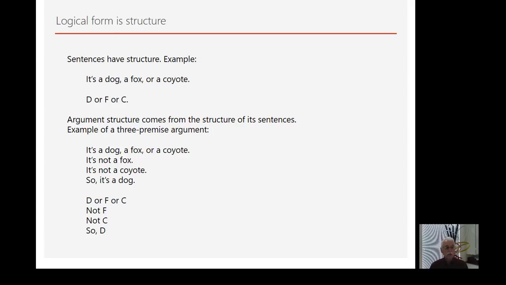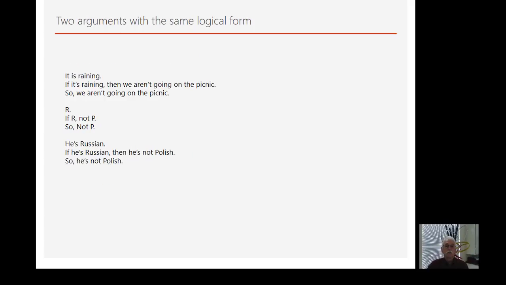Now, what's especially important about noticing structure is that if you find another argument with the same structure, and the structure supports it being a good argument, then both arguments are going to be valid or good if they both have that structure. So let's see how that works.